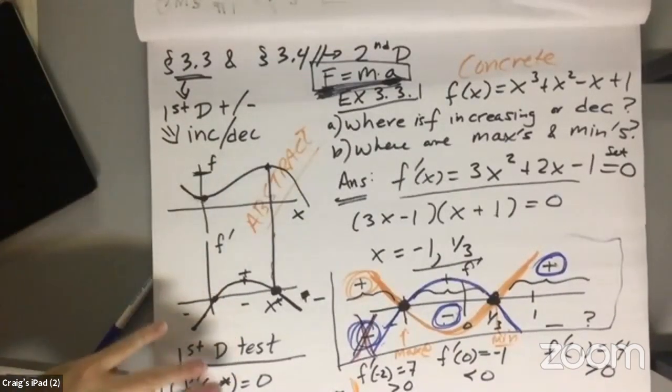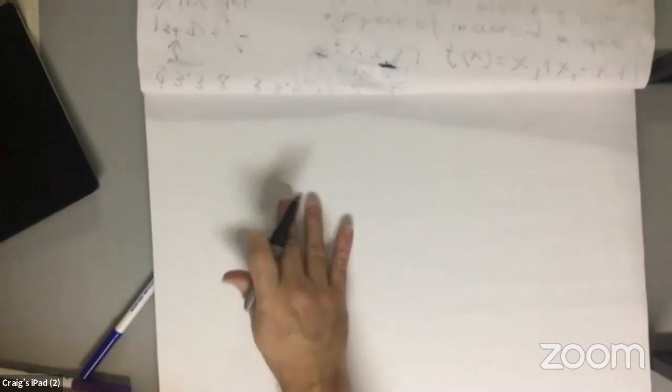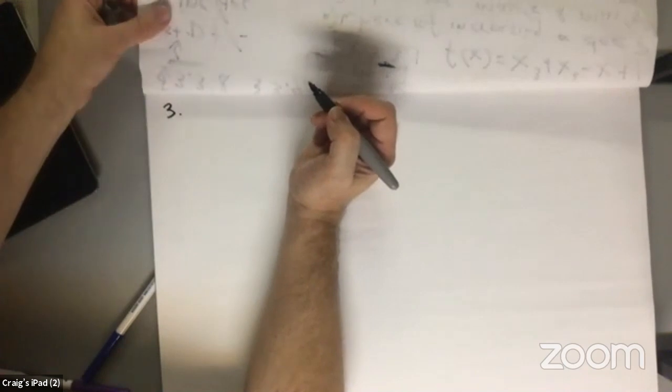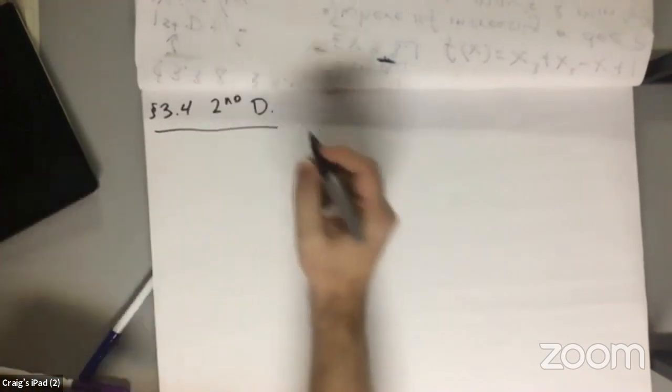So let me repeat this again. I'm going to repeat this on the next page, what the first derivative does, and then I'm going to do the second derivative underneath it. And we really have to grapple with what the meaning of the second derivative is. Okay, so now we're in 3.4. Basically the second derivative test, what the second derivative means.